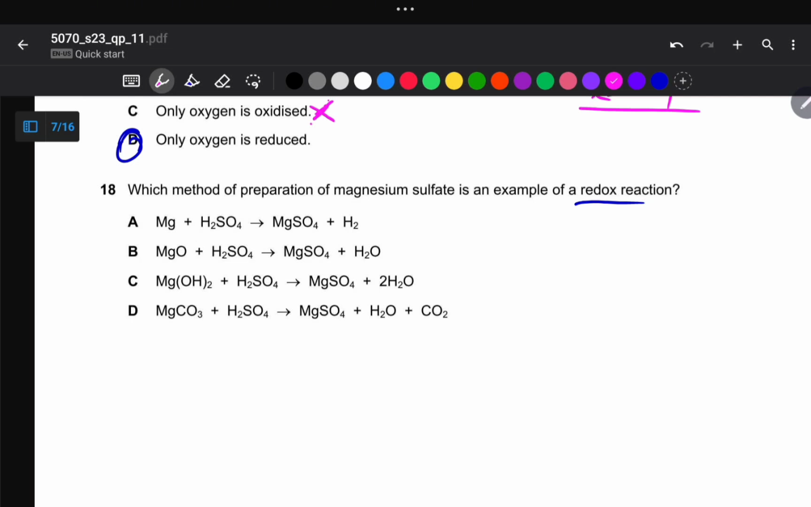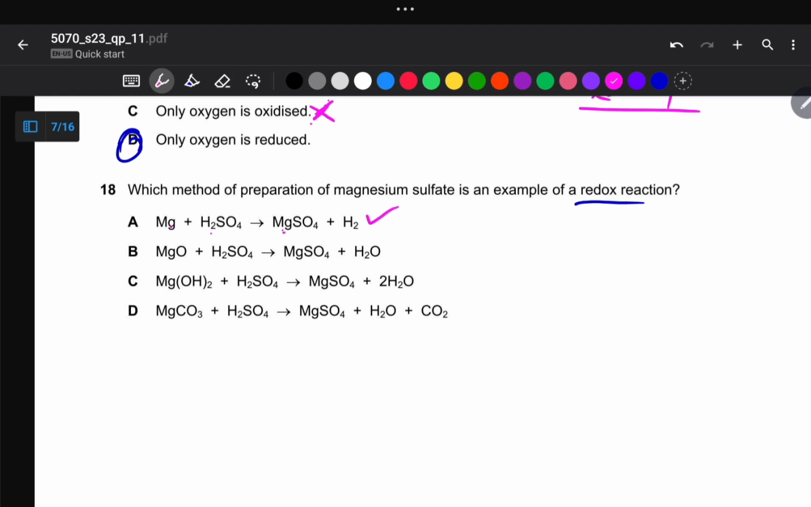So we want to pick out the reaction where there is both a reduction and oxidation. Here the oxidation state of magnesium is 0, and then here the oxidation state of magnesium is +2, right? So here there is oxidation, an increase in oxidation number, and the loss of electrons. And then here the oxidation state of hydrogen is +1, and then here the oxidation state of hydrogen is 0. So here there is reduction, a decrease in oxidation number. So this one becomes a redox reaction, right?